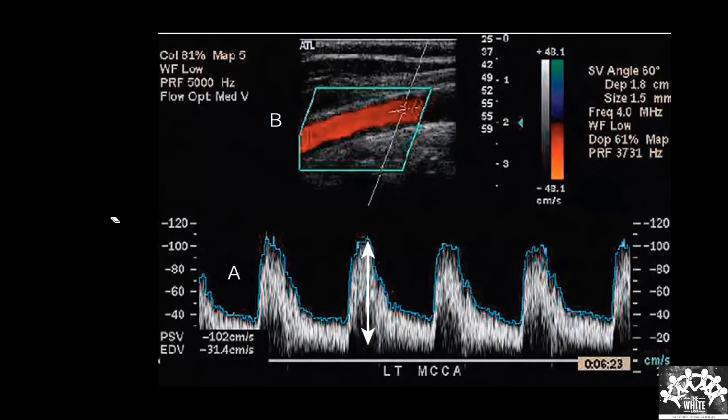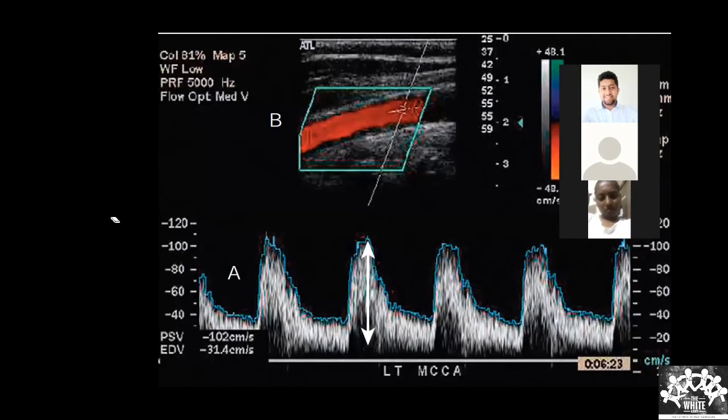Where do you see subclavian steal syndrome? It's not my topic though. Then where do you see subclavian steal syndrome?